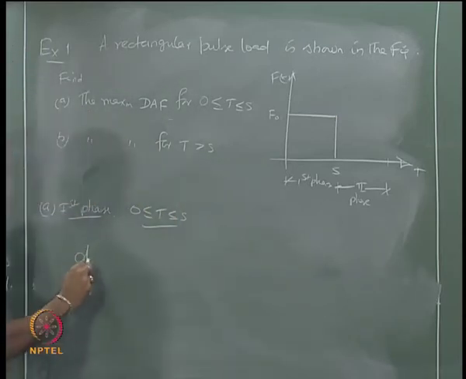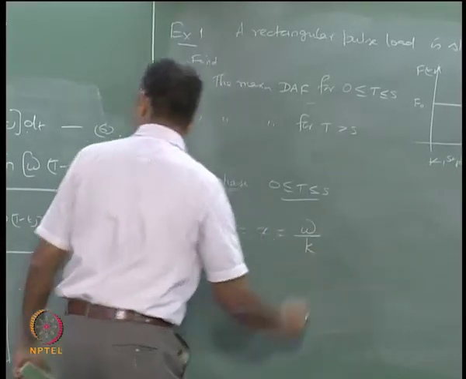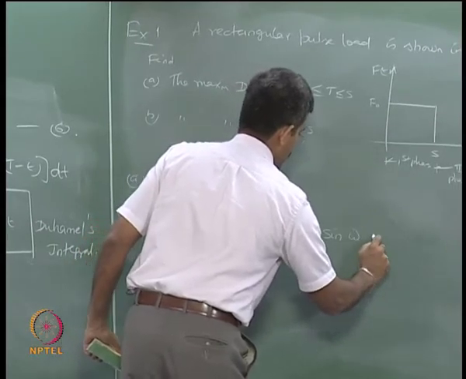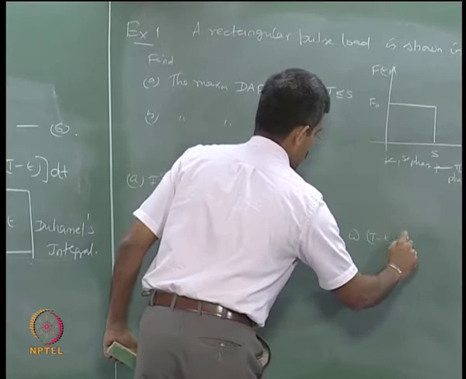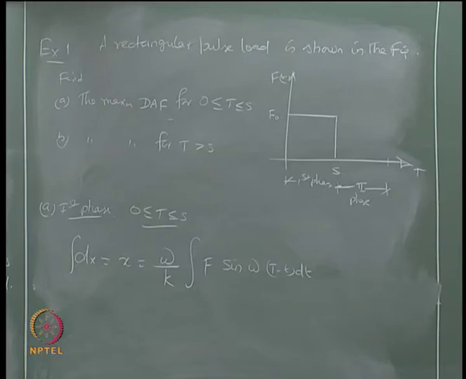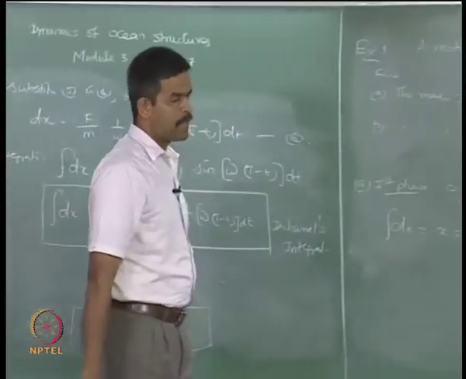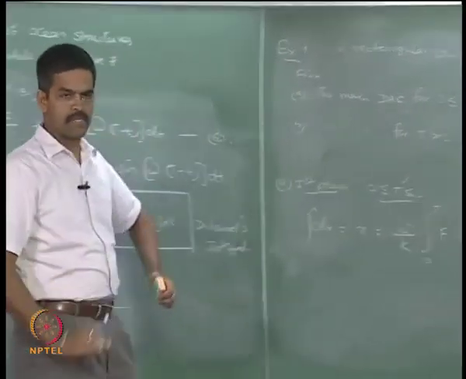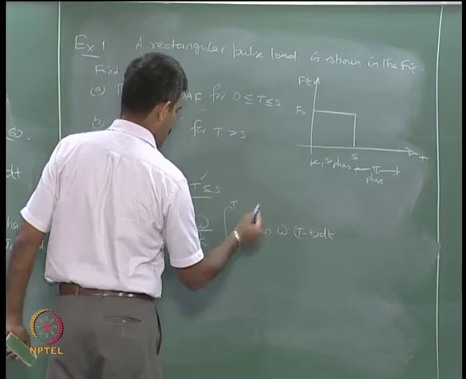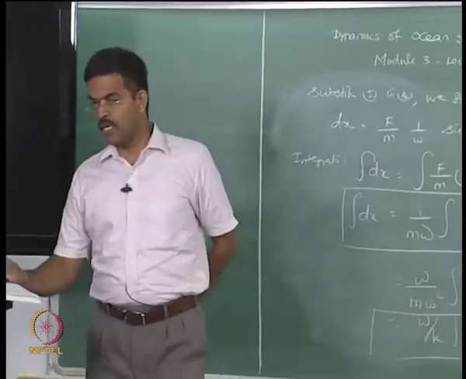We already know the integral of dx, which gives me x as omega by k. I am using this form, integral f sin omega (t minus tau) d tau. And this is varying from 0 to t, and this is applied only for the phase where it is between 0 and s, because after that f naught is actually 0. So I should say during the phase of 0 to s this should be f naught. Okay. So can you integrate and get me this value?